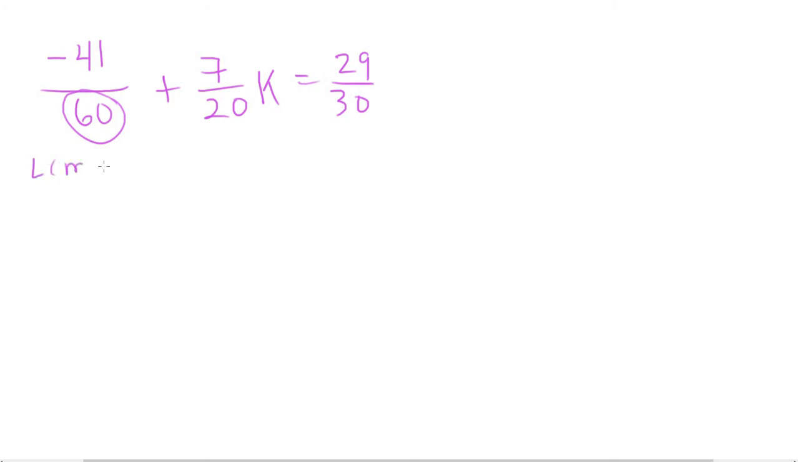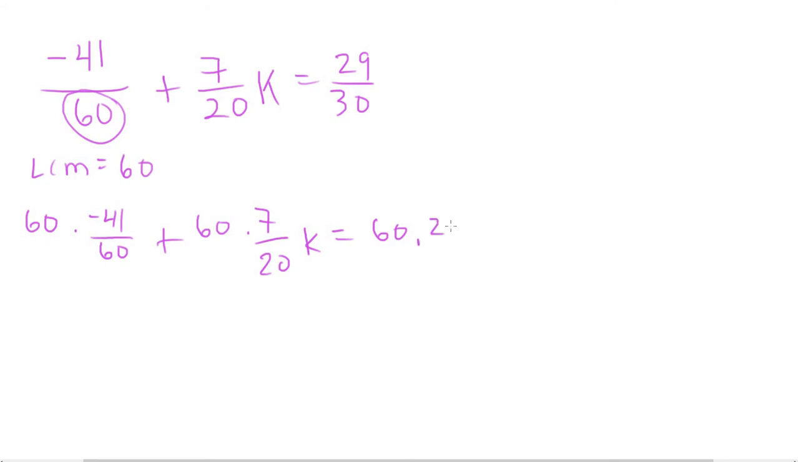So my LCM is 60. Multiply everything by 60, so I go 60 times negative 41 over 60 plus 60 times 7 over 20k equals 60 times 29 over 30, each over 1. Let's start canceling. Cancel 1, cancel 1.